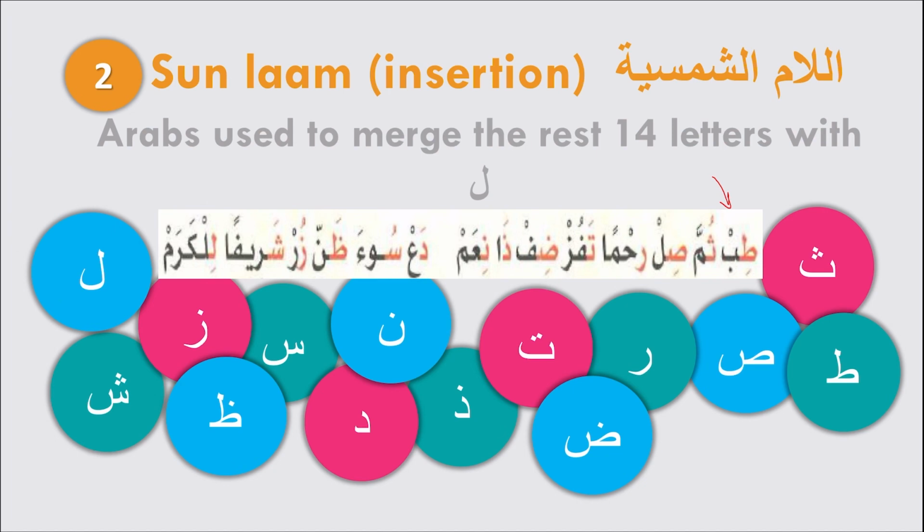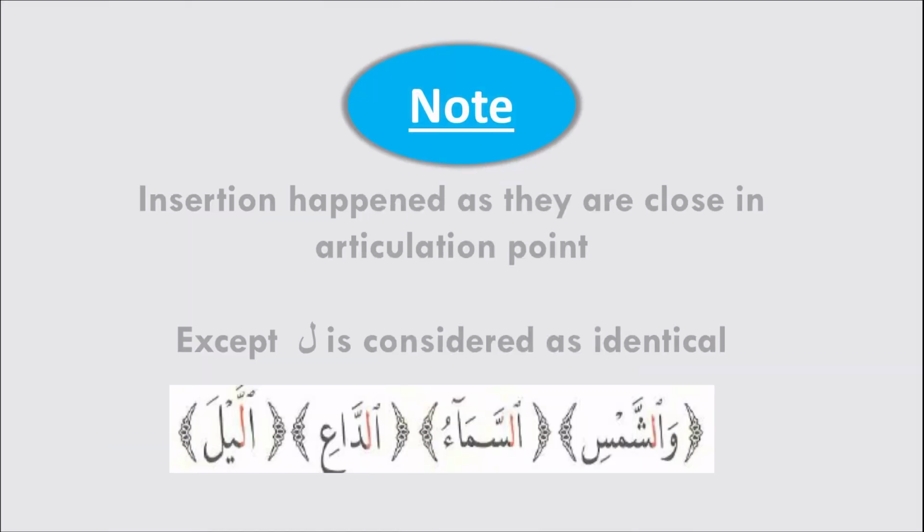All of these letters, in this case we are not pronouncing the lam sound, so it is very important not to make the lam sukoon when reading these letters. So this is about the lam shamsiyya, and it's complete insertion. We have to merge reading it together. So insertion happened as they are close in the articulation point, except for lam, as it is considered as two alike, two identical.